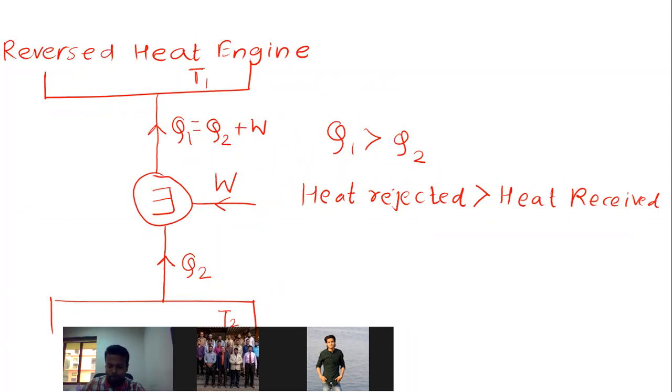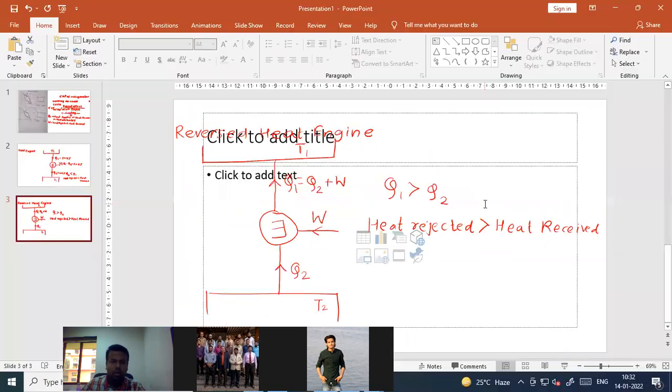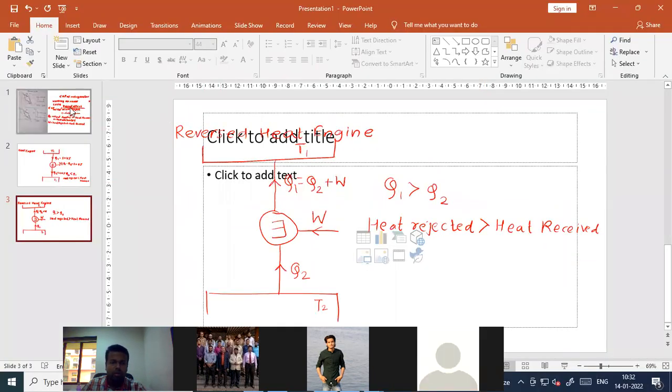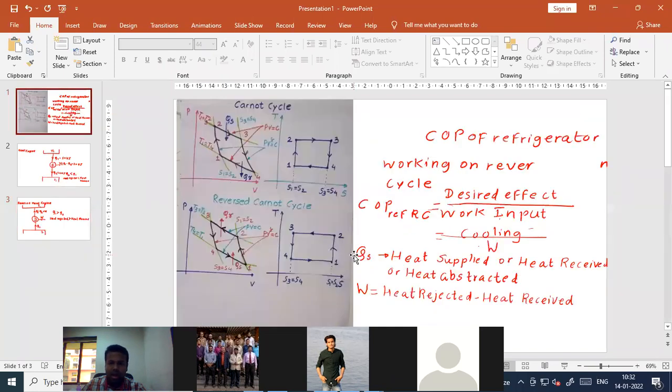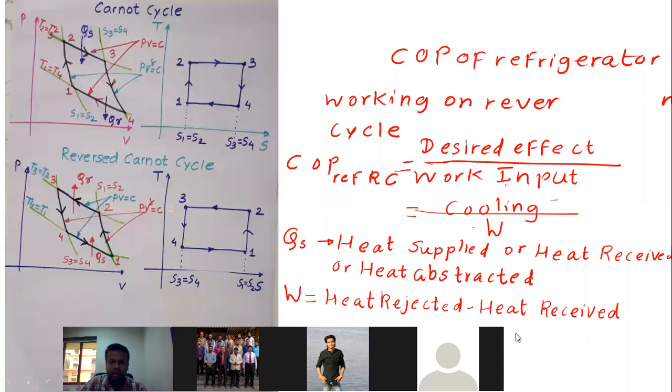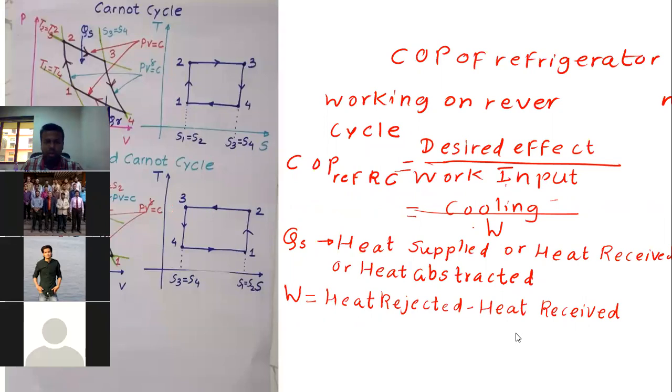Yes, that is the reason why I have taken heat rejected minus heat received. Because in the refrigerator, there is always a greater amount of heat rejected as compared to heat received. So that is what is written.